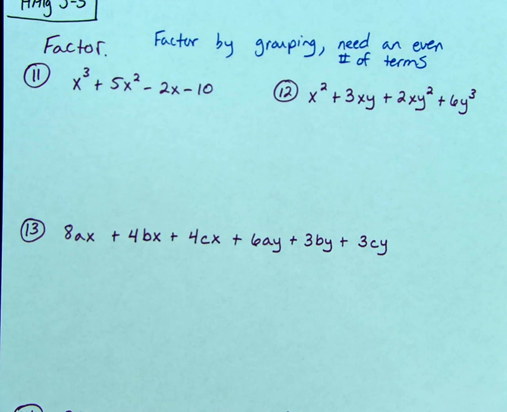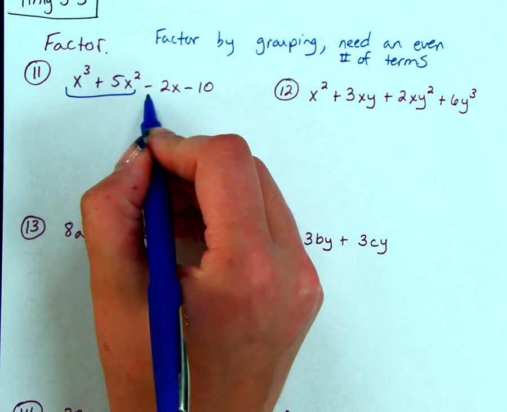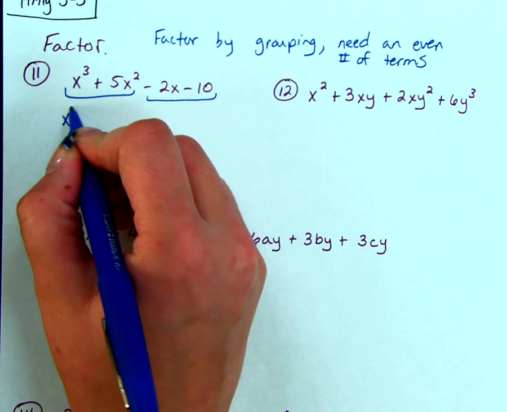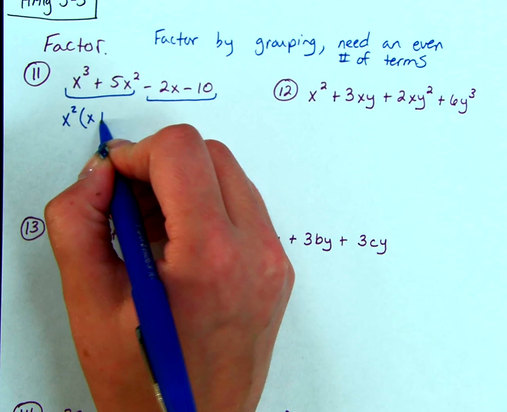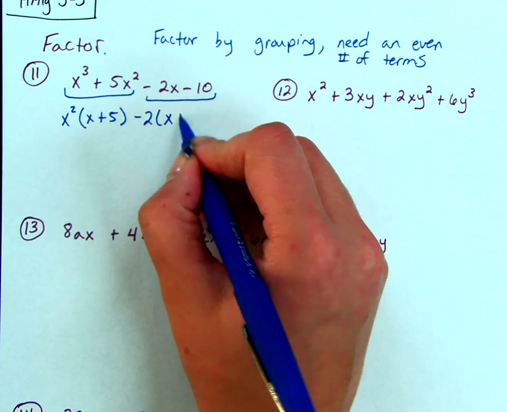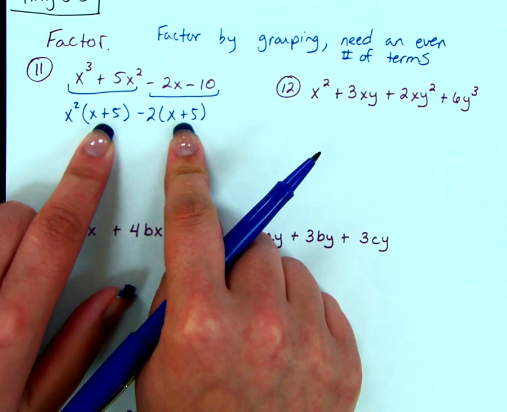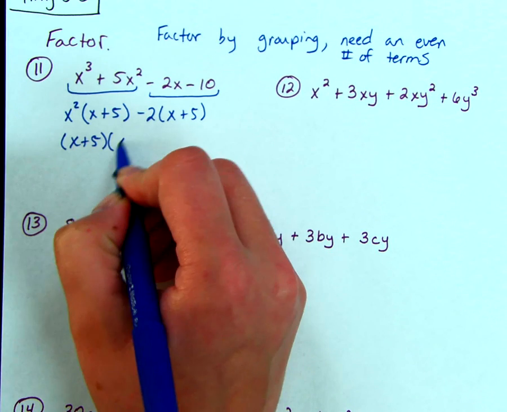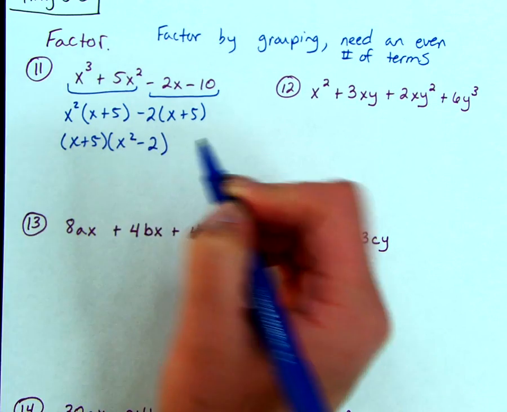All right, so for problem 11, we have a cubic equation, but it's not the sum or difference of cubes, and there's no greatest common factor. So we're just going to try grouping the first two and the last two and see what happens. Here I can factor out an x squared from the first two, and then we would have x plus 5 left. Second group, I'm going to factor out a negative 2, so that'll be x plus 5. So our parentheses match, so I'm factoring out that entire group next. And then we would have x squared minus 2 in the second group.